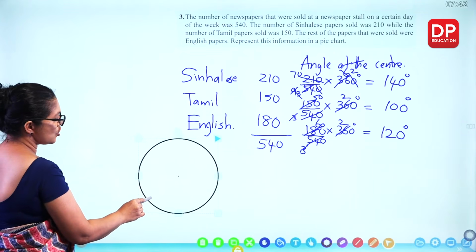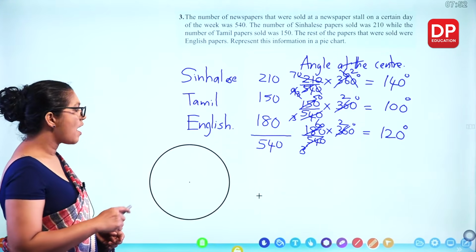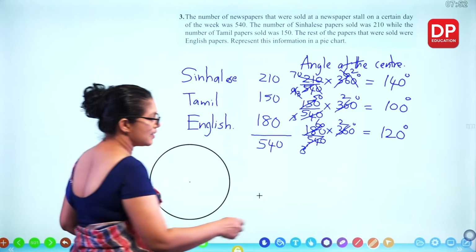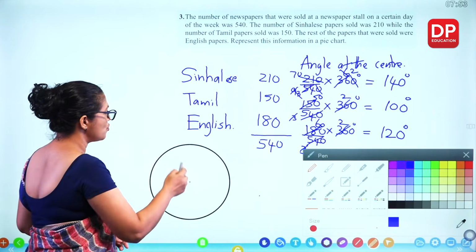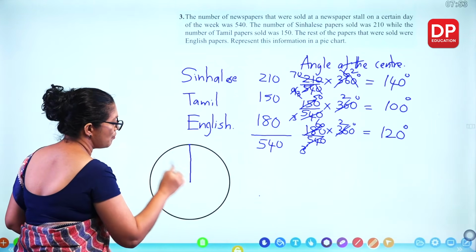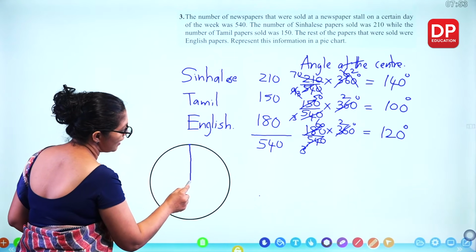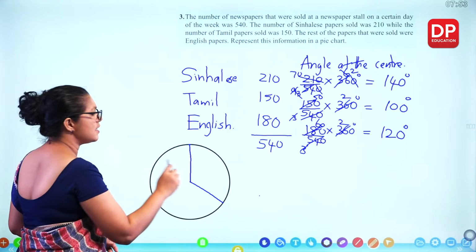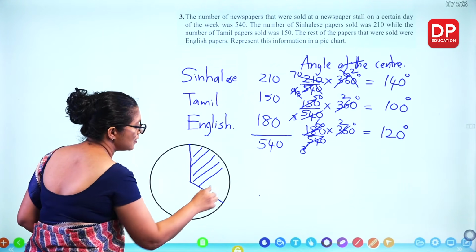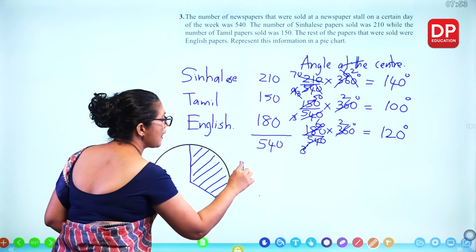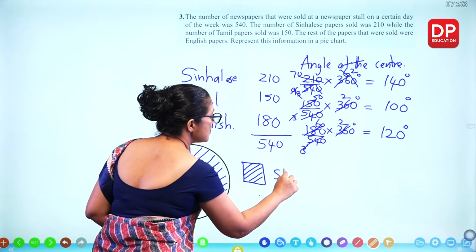Now we can draw the pie chart. How can we draw the pie chart? We can mark the angles. Now we'll try to mark all the angles on the circle. So here we'll first mark 140. Use the protractor and measure 140 here and you can mark. So I'll roughly put it here. So this is 140. That's Sinhalese. I can mark any pattern and the category, it's important. So here I can write this is Sinhalese.